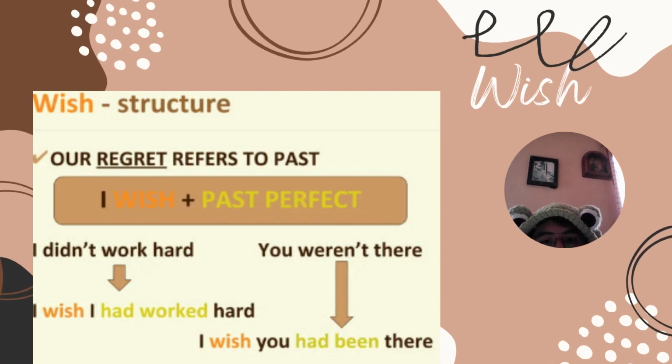We use wish as a past tense to talk about present wishes. For wishes with the verb be, use were with both singular and plural nouns and pronouns. Like, I didn't work hard, I wish I had worked hard. It's a wish that you wish could happen but didn't happen. Like, I'm so busy, I wish I weren't so busy.